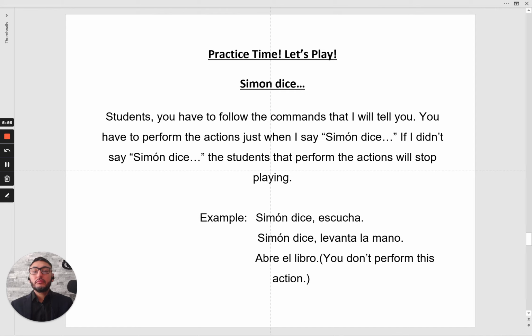Abre el libro. So you don't perform this action because I didn't say Simón dice. Good job. Muy bien. So at this time, I will play with my students for about 8 to 10 minutes. I will observe how the students are understanding. I'm gonna check for understanding, and I would provide feedback to my students based on my observation.